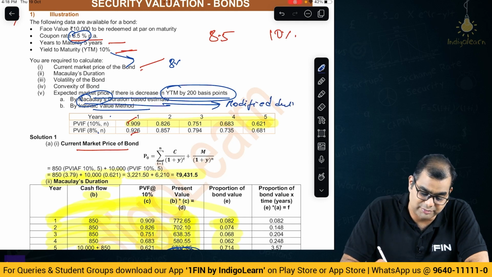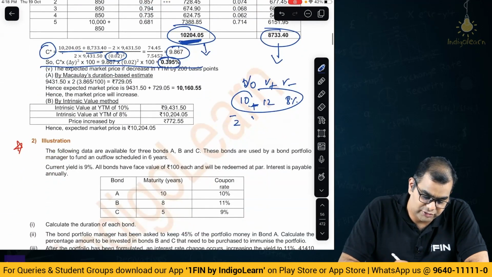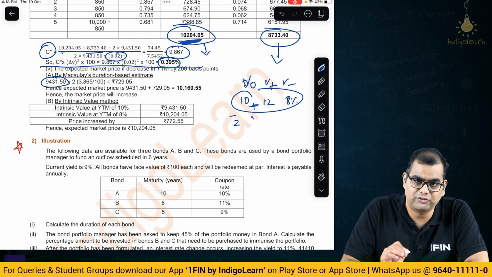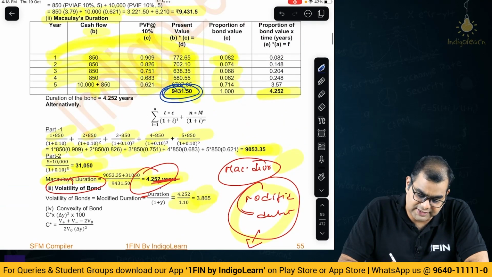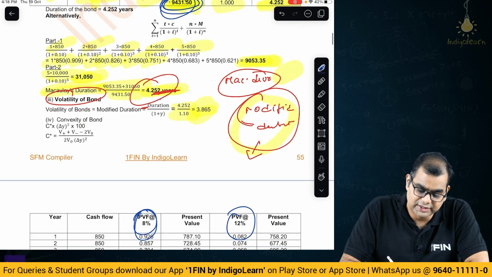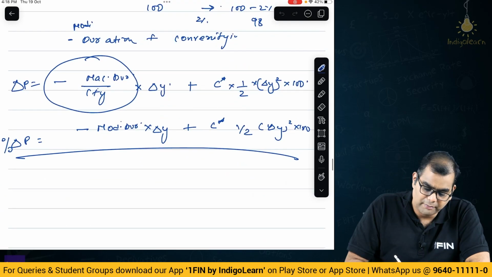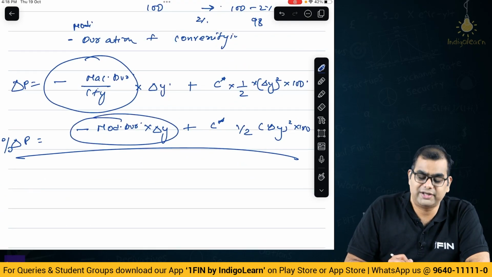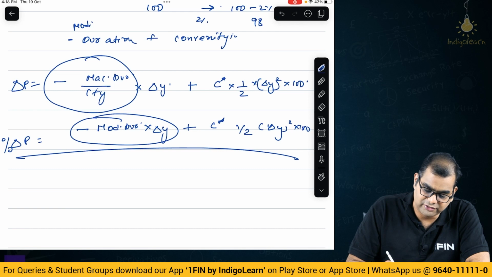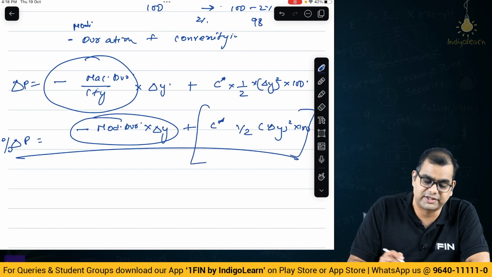Okay, that is a mistake in the question. So, by modified duration, you take 9431, which is the current price at 10%. Then, what did I tell you? I gave you a formula here: minus modified duration into delta y. So, minus modified duration without accounting for convexity.